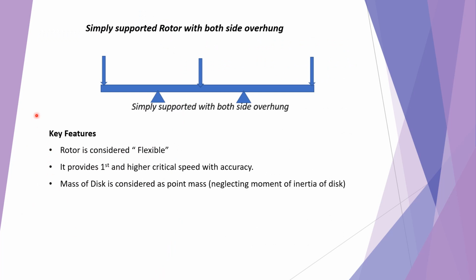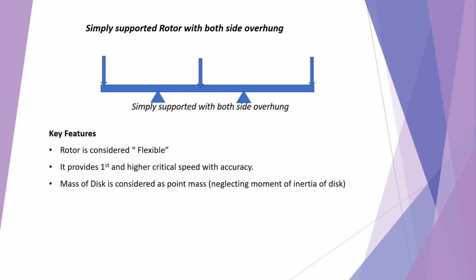This is a sketch for simply supported rotor with both side overhung, where these two are bearings and we have left hand side and right hand side overhung and rotor. These are the assumptions for rotor. A rotor is considered flexible, that means bearings are rigidly supported and displacement of shaft at bearing location are zero. However, there will be deflection at other location of the shaft.